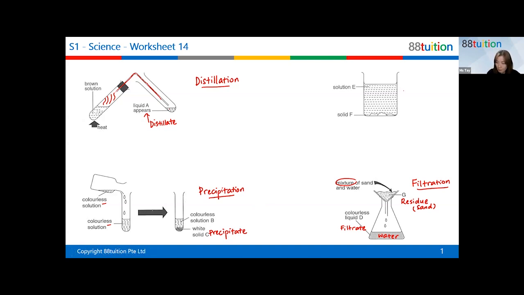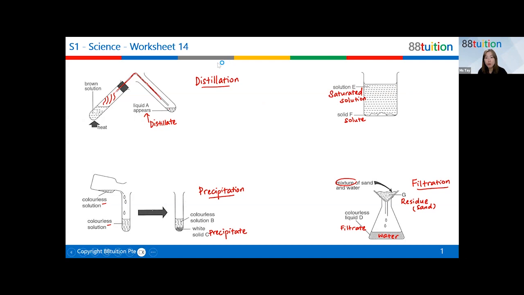And then this part here, you have solution E and then solid F. This part is showing you that F can no longer dissolve. E is actually a saturated solution. So this is the saturated solution and this is the solute, the excess solute.